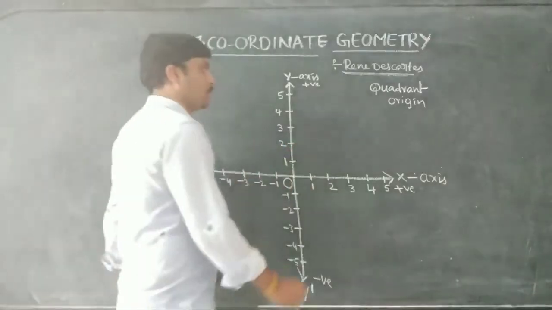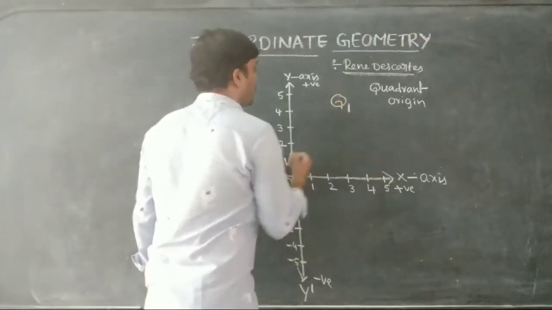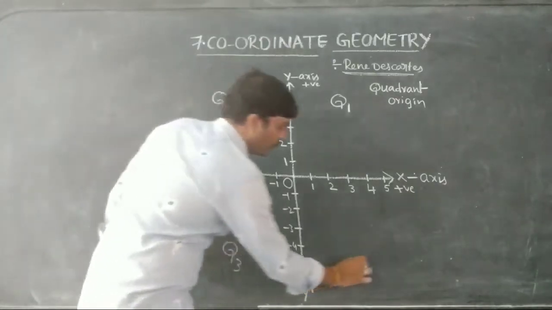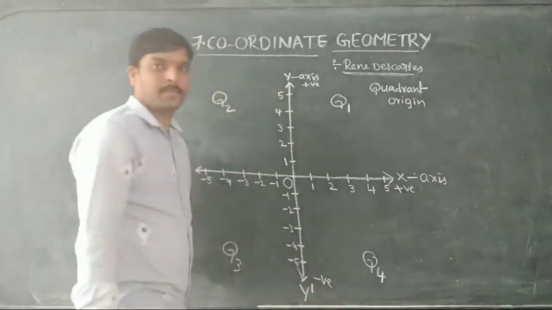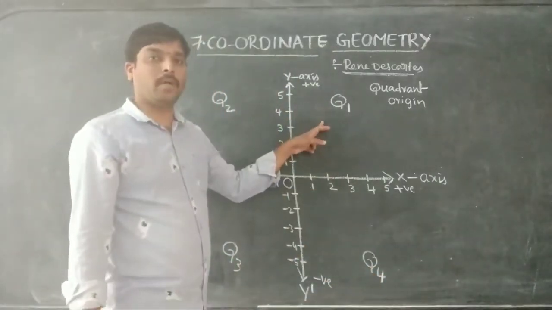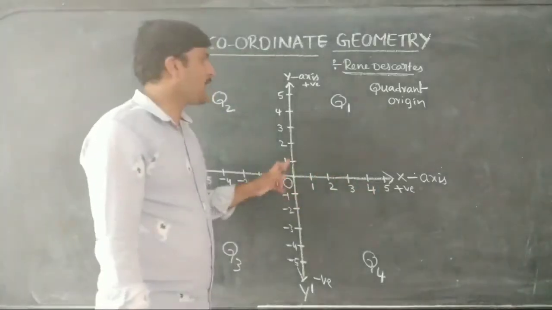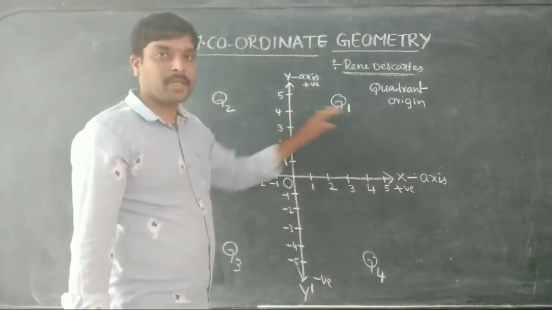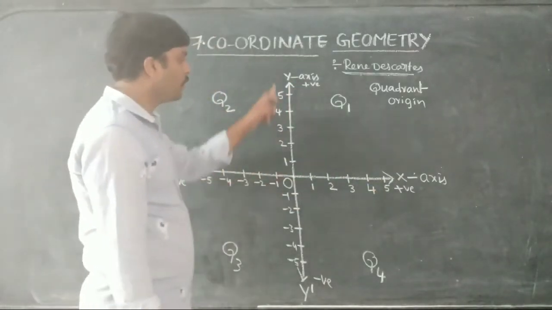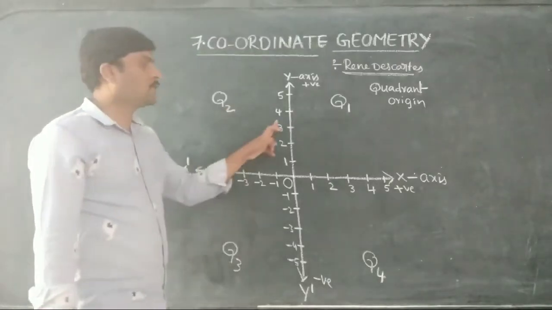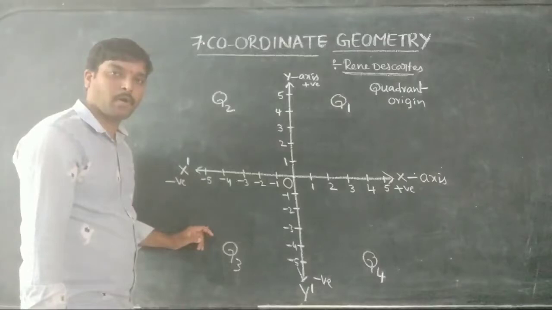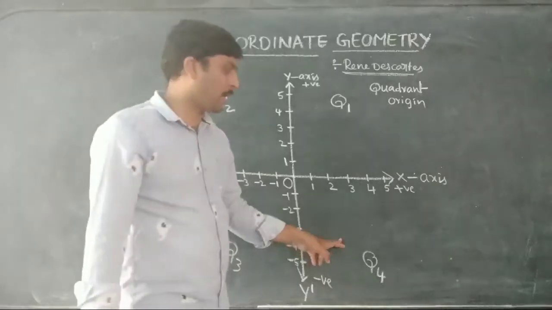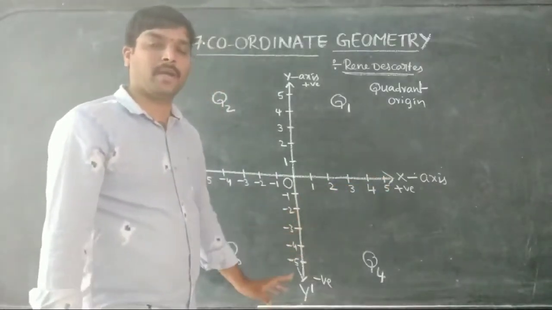The first quadrant is denoted by Q1, the second quadrant by Q2, and the next quadrants Q3, Q4. There are 4 quadrants. The first quadrant is bounded by the positive x-axis and positive y-axis, that is x, O, y. The second quadrant is x dash, O, y, bounded by the negative x-axis and positive y-axis. The third quadrant is bounded by the negative x-axis and negative y-axis. The fourth quadrant is bounded by the positive x-axis and negative y-axis.